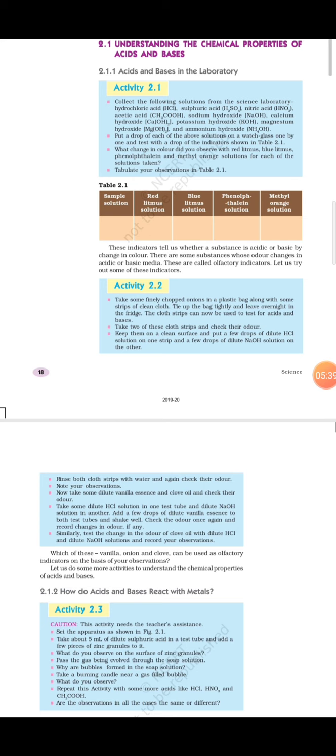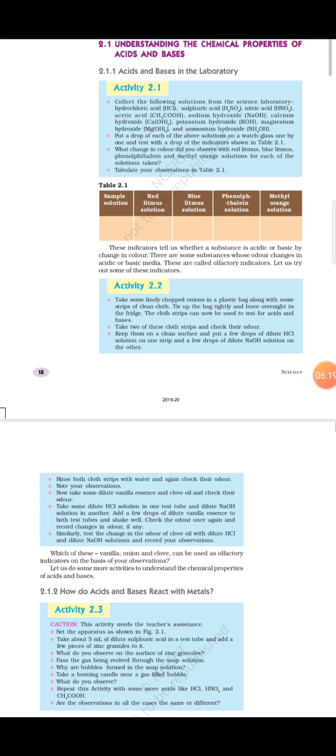There are some substances whose odor changes in acidic or basic media. These are called olfactory indicators. Please underline olfactory indicators. Let us try out some of these indicators. So these indicators which we discussed now, that means litmus solution, phenolphthalein solution and methyl orange solution, show a change in color. But there are certain other indicators that change their odor, their smell, in acidic or basic medium, and such indicators are called olfactory indicators. That we will see next.